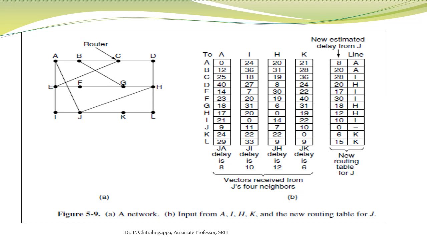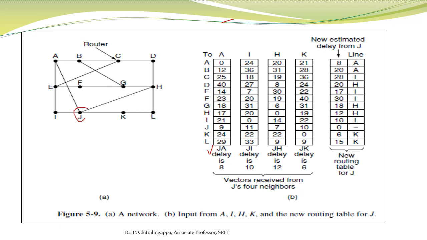So this is one scenario given to you. They give one network. In this network, they give nodes, which are called vector nodes: A, I, H, and K, and they give the delays between JA, JI, JH, JK. Try to calculate the new routing table for J. Before that, what do we have to do? We know the J routing table.